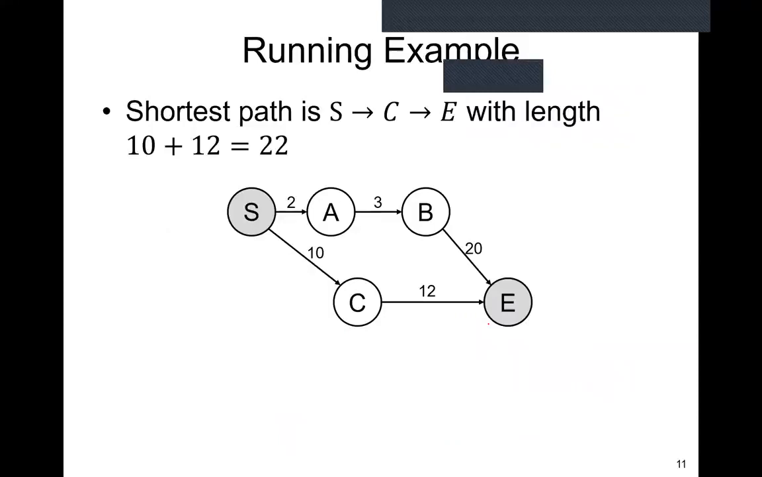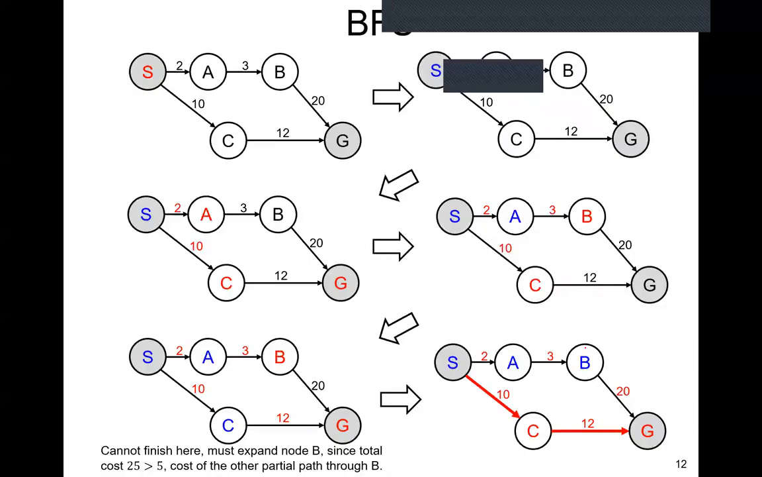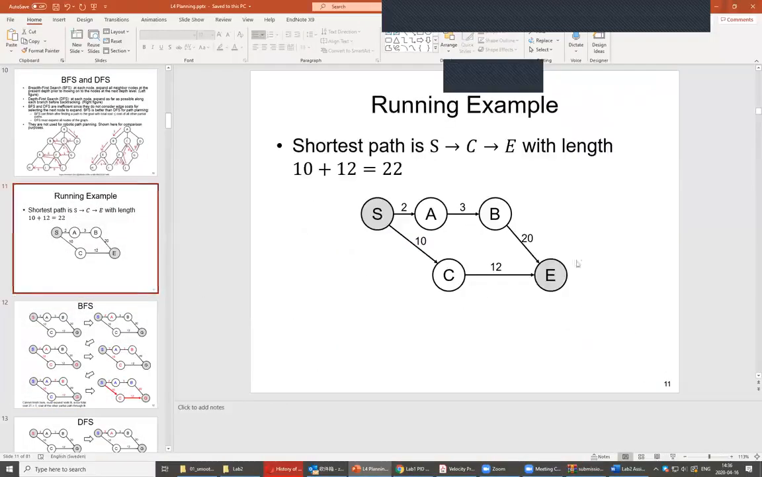So I have this running example from start to goal. You have this graph with weights like this. So you need to find the shortest path, which is this path. Yeah, I think I had a typo here. Start to goal.